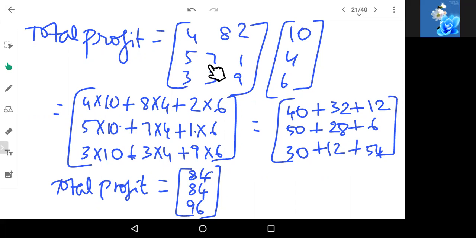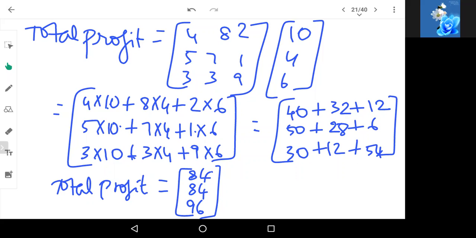Okay, so once you take the first row, 4 into 10 plus 8 into 4 plus 2 into 6. Then 5 into 10 plus 7 into 4 plus 1 into 6. Then 3 into 10 plus 3 into 4 plus 9 into 6. Since there is only one column, you will get a one column matrix again once you simplify. Now if you see here in this column, this is the total profit for the three products.